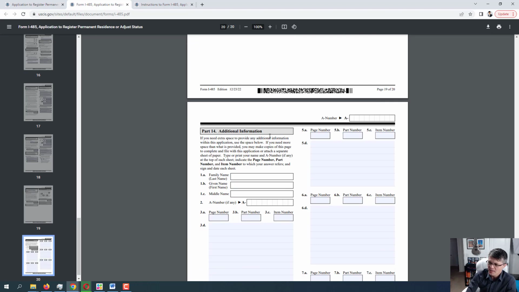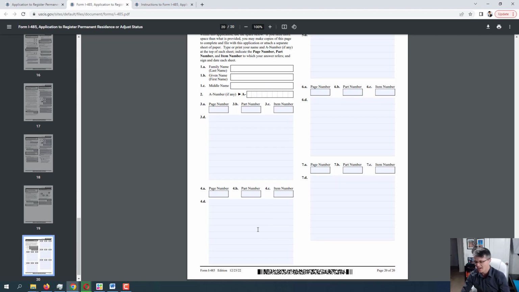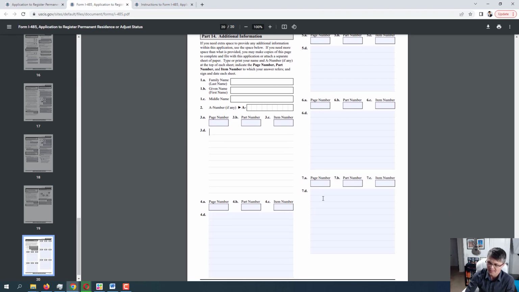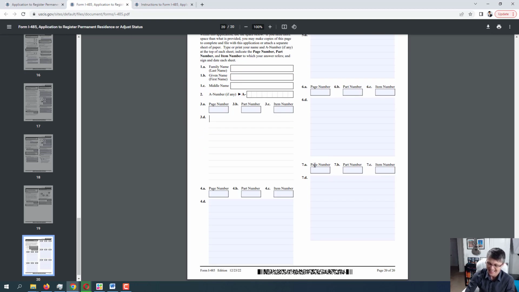And here, as you can see, this is the additional information. That's the form that I was talking about. If you have been living, for example, in more than 3 addresses for the past 5 years, you can put in the page number here, part number, item number for that question that you're answering, where you need more space, and then fill out here some additional information. Obviously you can print it out again to have an additional form if you need to.